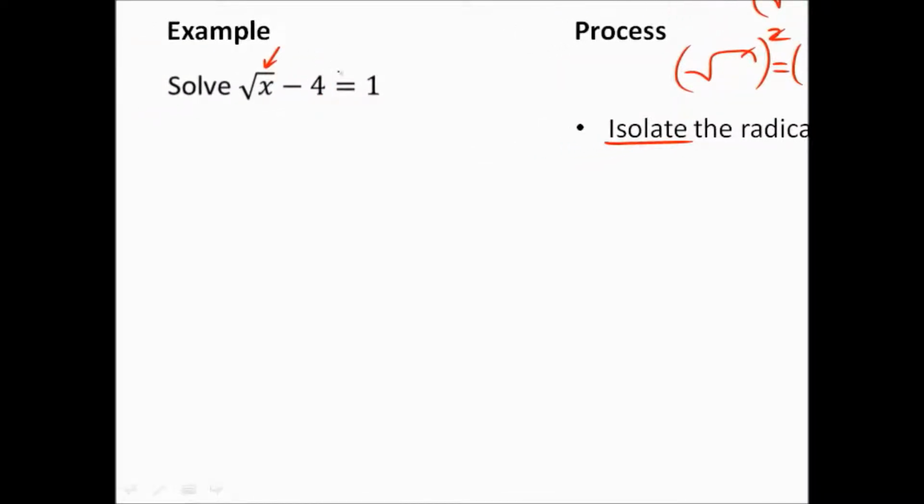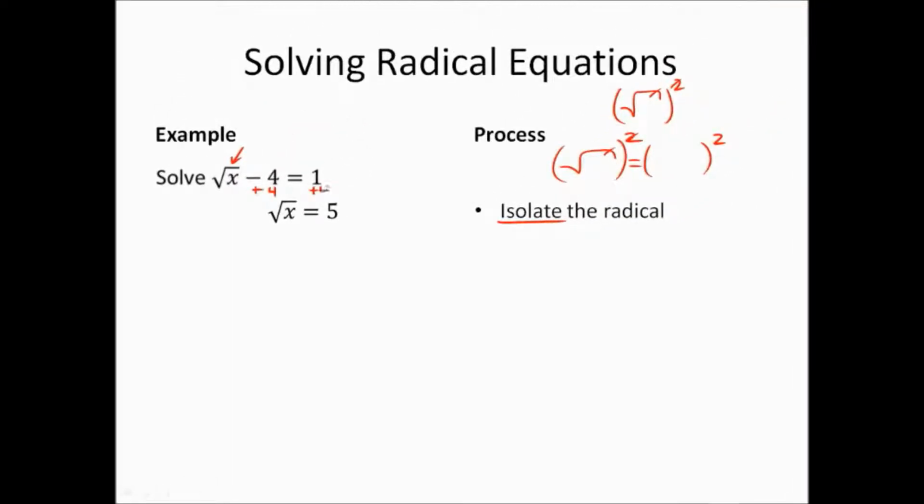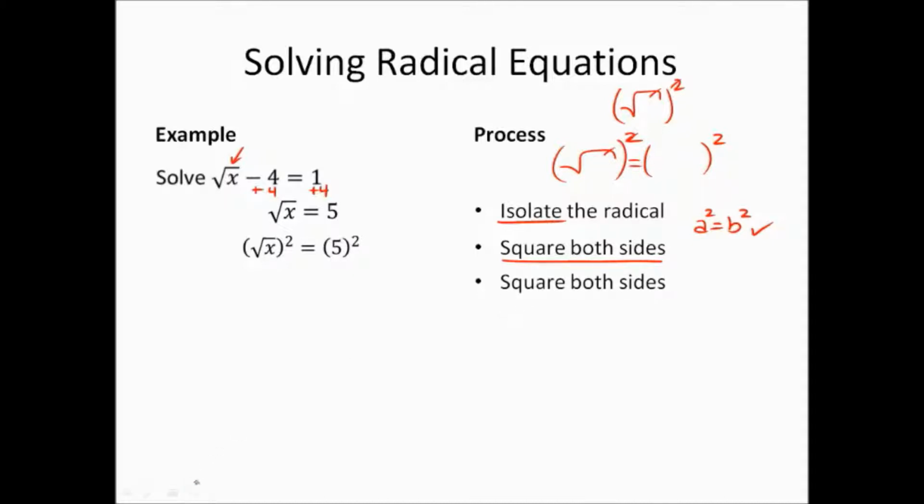So let's get the radical by itself. So we can add 4 to both sides and we get root x equals 5. Now we can square both sides. We are allowed to do that. If you have a equals b, then we know by a property that we have covered in the past that we are allowed to square both entire sides, and it's still true. So let's do that here. We're going to square root x and square 5. That leaves us with x being 25.